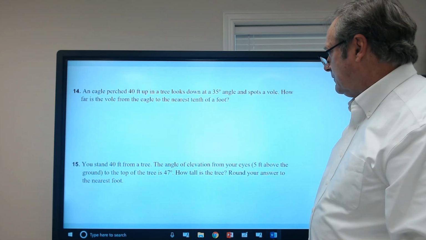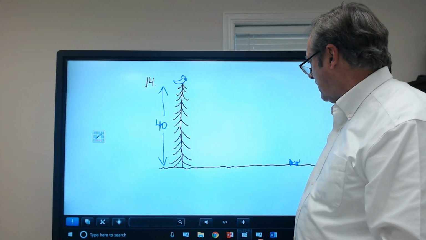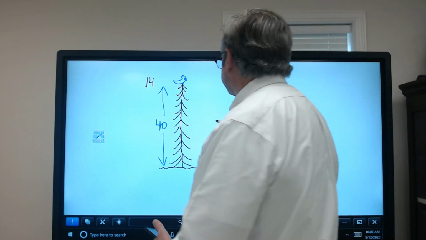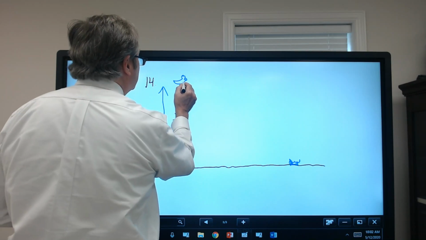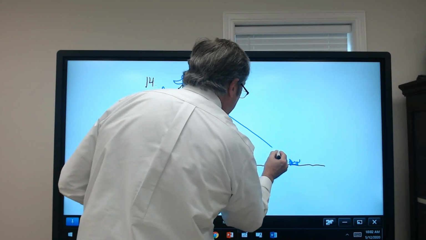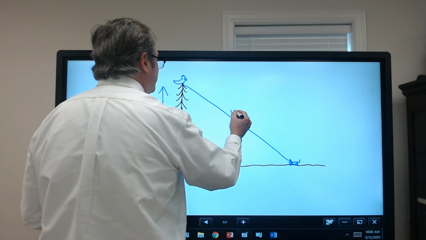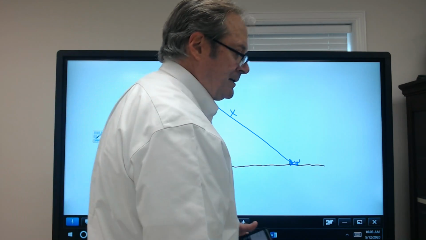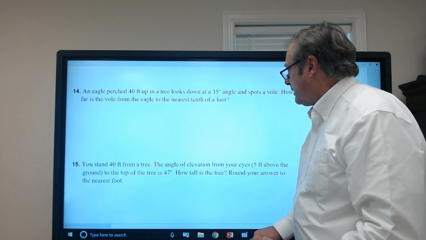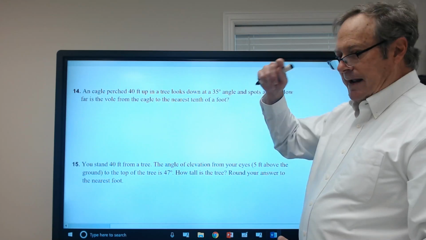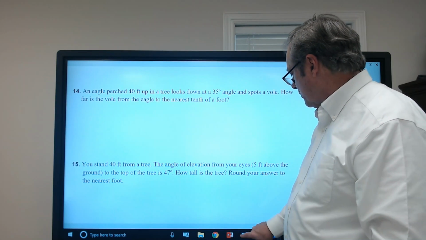And we need to find out how far the eagle is from, in this case, the cat. I want to know what this distance is right there. I'll call that x. Now, here is the tricky part. Notice that it said he looks down at a 35-degree angle. So we're talking about an angle of depression here.